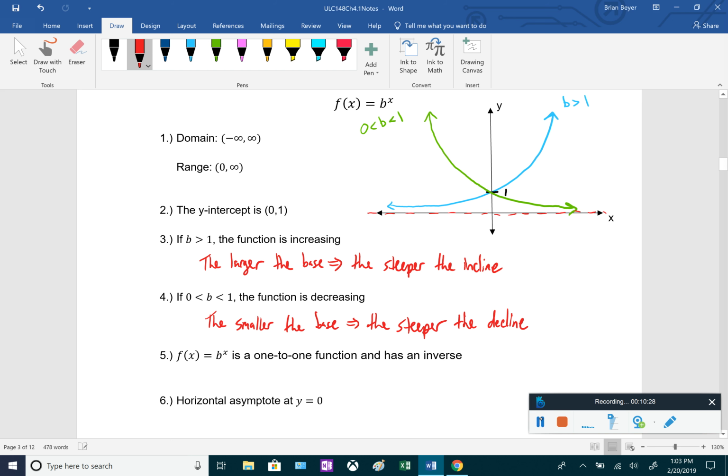And there's actually a horizontal asymptote at y equals 0, which is the x-axis. So right here we have a horizontal asymptote at y equals 0. It's going to asymptotically approach the x-axis. It's going to get closer and closer to it, but it's never actually going to touch it.